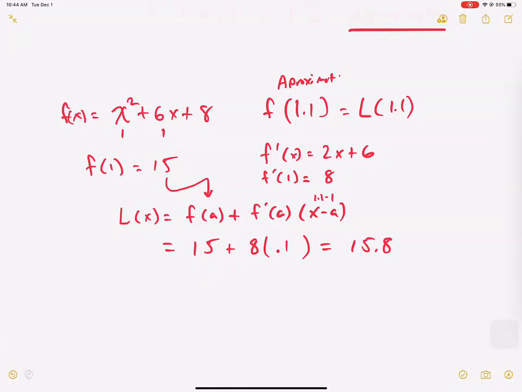Now I'm going to take out my calculator quickly and plug this in to see how close we are to the actual value. Hopefully I didn't mess up the math anywhere, because you know that happens. 1.1 squared plus 6 times 1.1 plus 8. The actual answer is 15.81. This is the actual f of 1.1. Are we pretty darn close? You believe it, right? It's not bad. And again, you might say, why would we do that when we could just plug in 1.1?